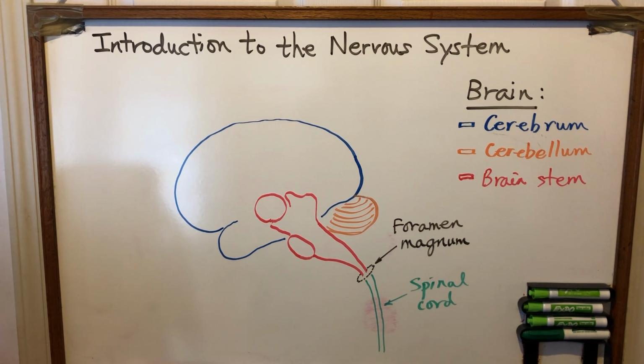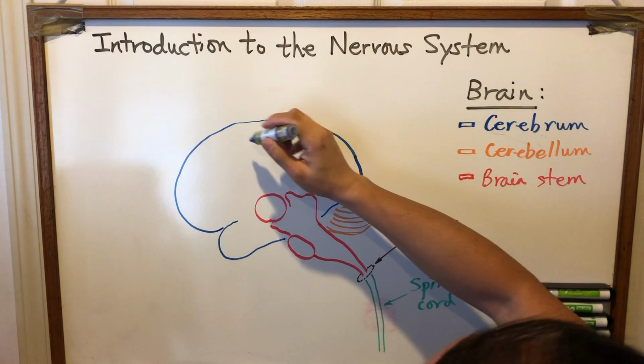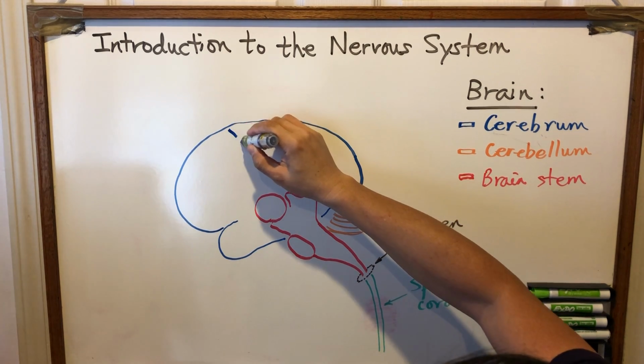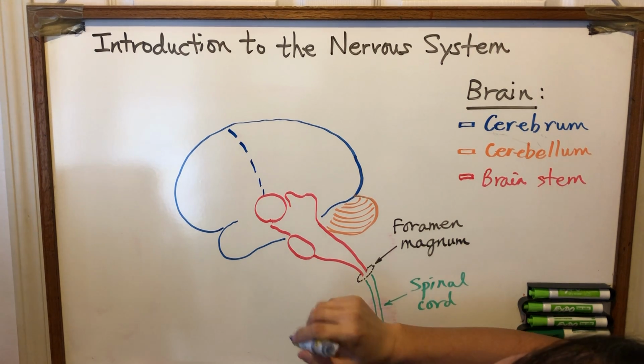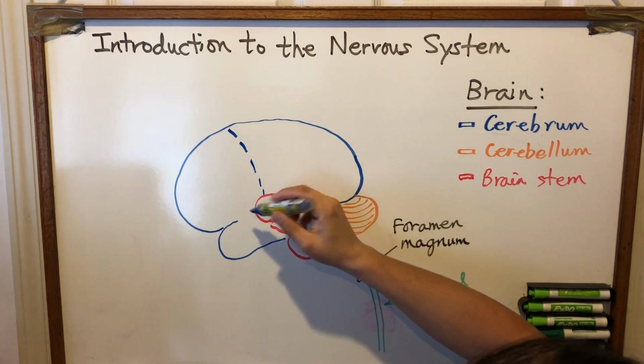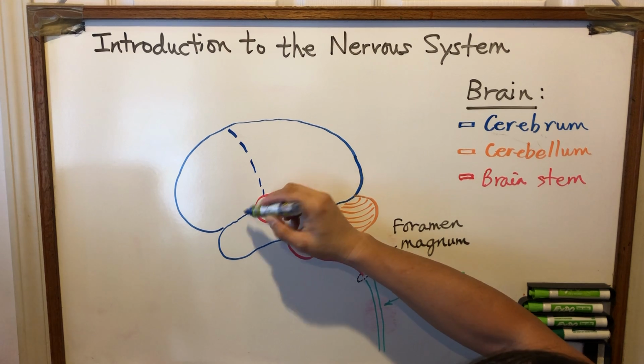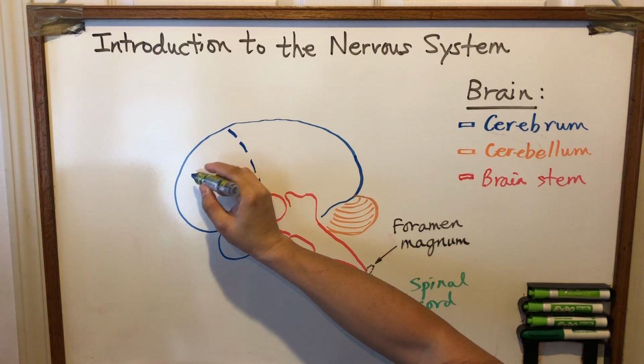Now let's divide each section into smaller areas. The cerebrum, again, the blue area, is divided into 4 lobes based on the same terminology we use in the skeletal system. So remember, in the front of your skull you have a bone called the frontal bone, and as a result they simply call this area the frontal lobe.